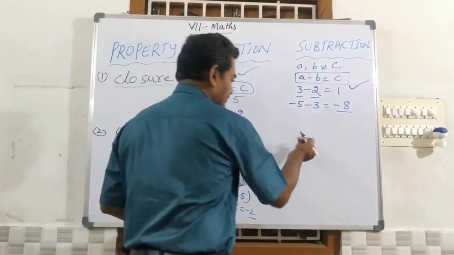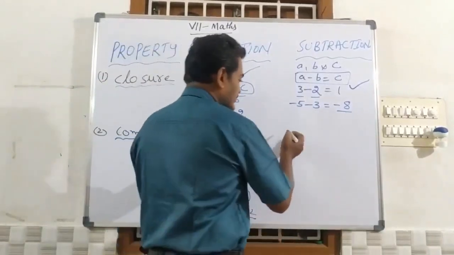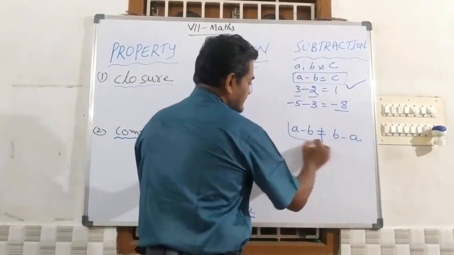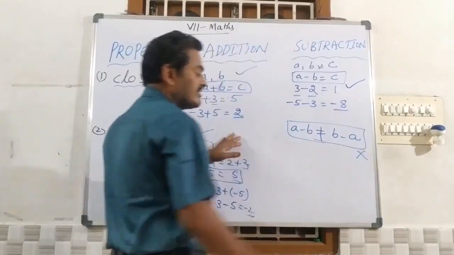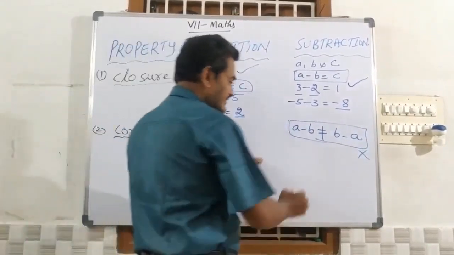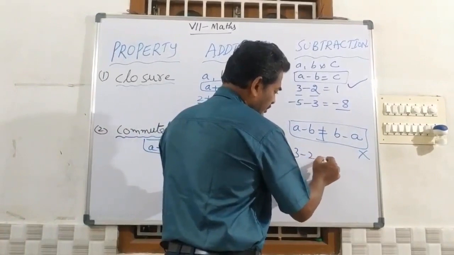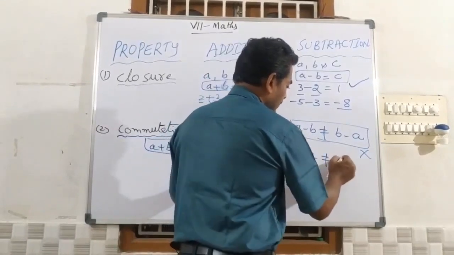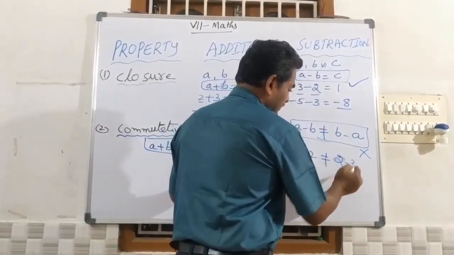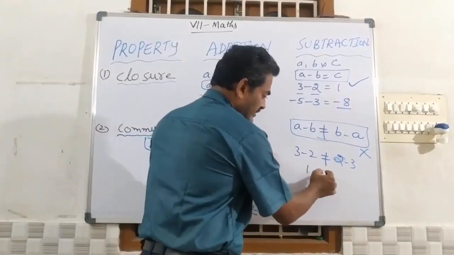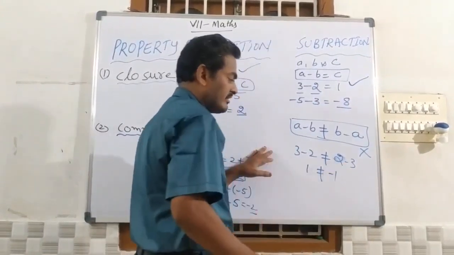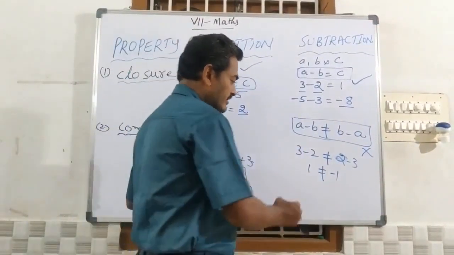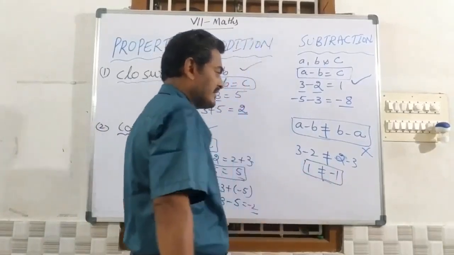Now come to subtraction, commutative property under subtraction. What is the rule generally? A minus B is not equal to B minus A. This property is not accepted in this case. For example, 3 minus 2 is not equal to 2 minus 3. That means 3 minus 2, which is 1, is not equal to minus 1. So like this we can explain an example.